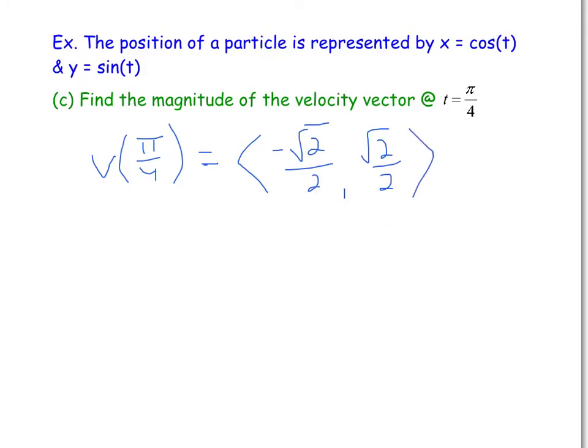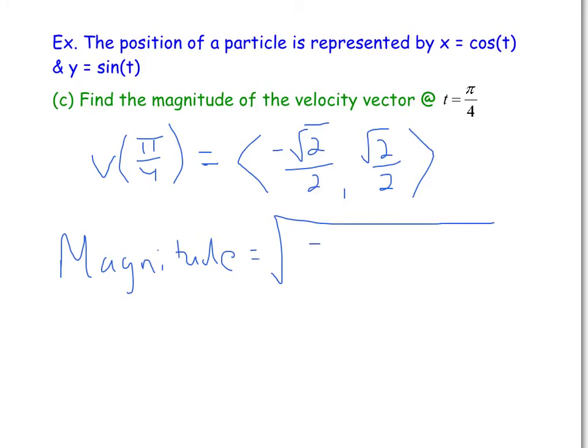And so with our velocity vector here, to calculate the magnitude, that would be equal to the square root of the x component of the velocity vector, which is negative square root 2 over 2, and we need to square that. And then to that we will add the square of the y component of the velocity vector, which is square root of 2 over 2, squared. And that would be the magnitude of our velocity vector at time pi over 4.